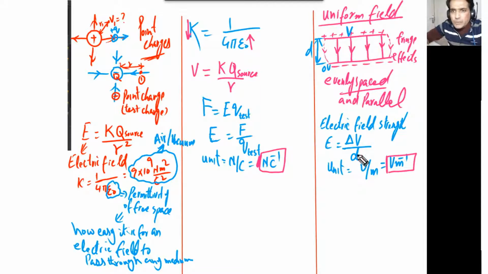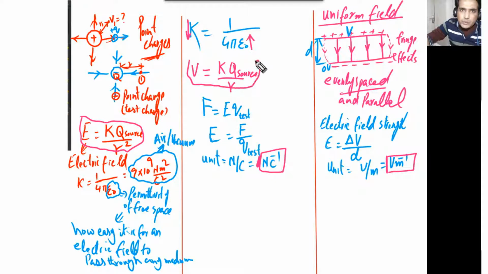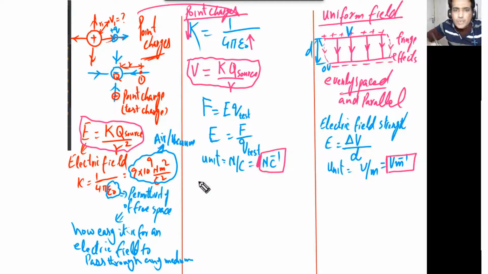So this is how we can find the electric field if it is uniform, and this is how we can find the electric field if it is a point charge. This is how we can find the potential for point charges. All of this is about point charges. Now, one more thing we need to understand about this field is that, as I said, it is uniform.